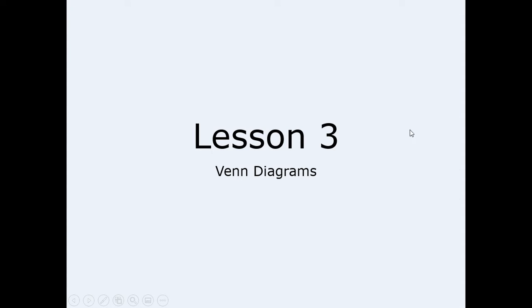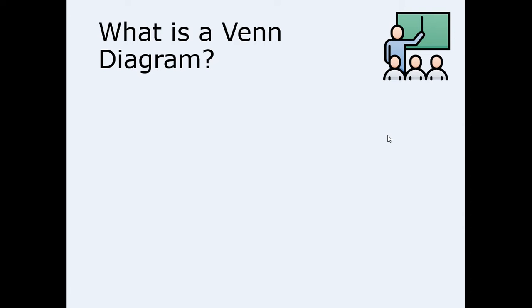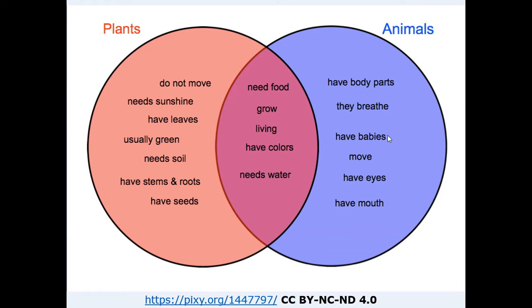Okay, and so for the final video of this week, we're going to look at Venn diagrams. Okay, so what is a Venn diagram? Well, the chances are you've probably seen one before, and they look a bit like this. Okay, so you've got usually two circles, sometimes more than two circles, and each circle represents a different thing.